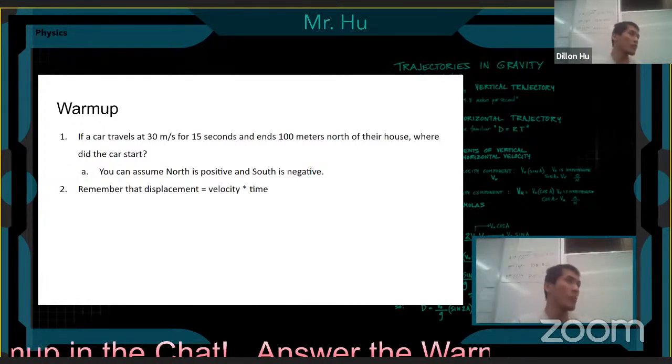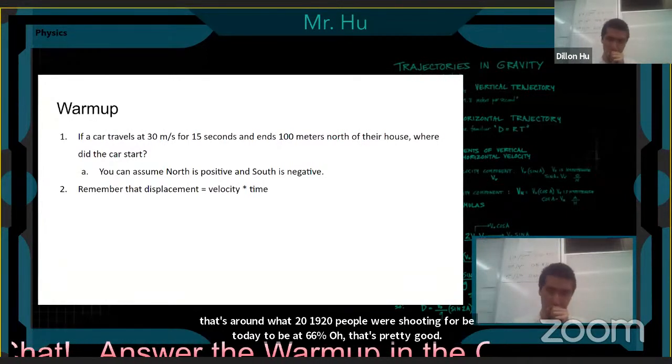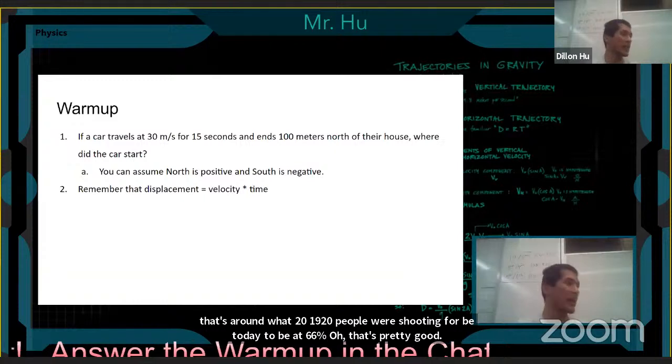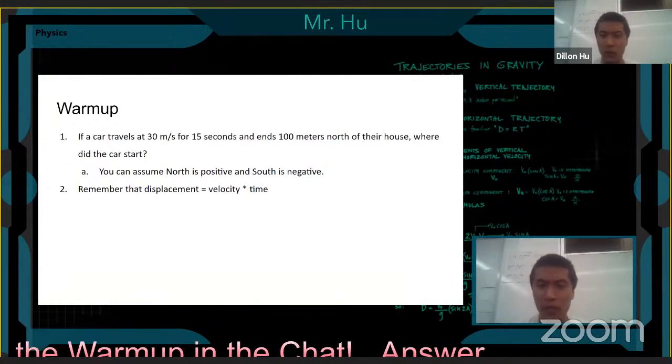Again, the warm-up problem: if a car travels at 30 meters per second for 15 seconds and ends up 100 meters north of the house, where did the car start? You can assume north is positive and south is negative. Remember that displacement is velocity times time. That's an equation that will help you a lot in figuring this out.